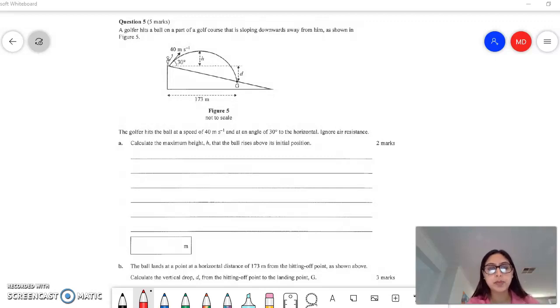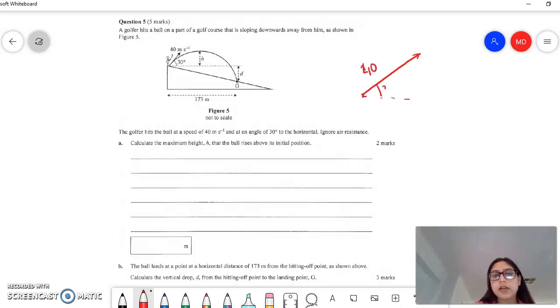So the golfer hits the ball at a speed of 40 meters per second at an angle of 30 degrees to the horizontal. So 40, angle is 30. Let us find the components. So this will be 40 cos 30 and this will be 40 sine 30. Now this is 20 and this is 34.64.